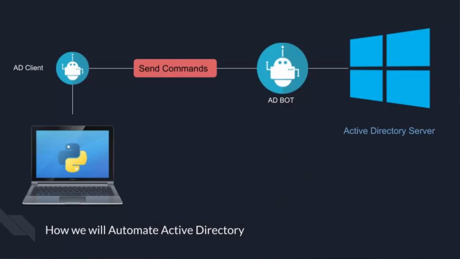So how will we automate Active Directory? I would like to share my idea first. We will create two Python files, and I named those files: one is Active Directory bot and another is Active Directory client. We will create both and place them inside the Active Directory server, and our client will send some commands to the Active Directory bot, and both will execute on the server.